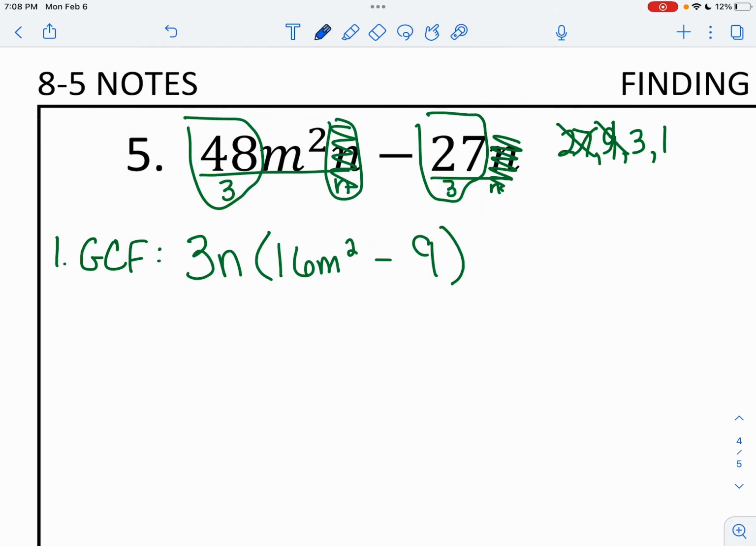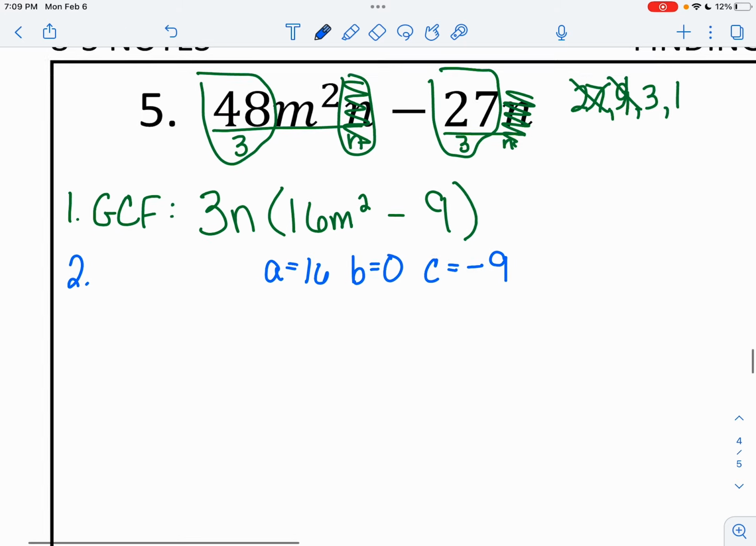Next, step 2. A is the number in front of the squared term, which is 16. B is the number in front of the m to the first. We don't have an m to the first, so B is 0. C is the number in the back, negative 9, the constant without a variable.